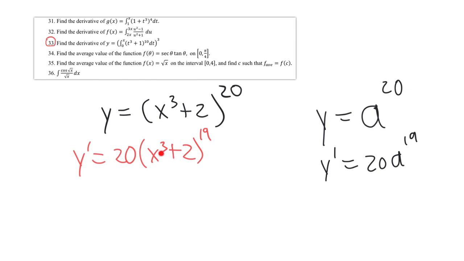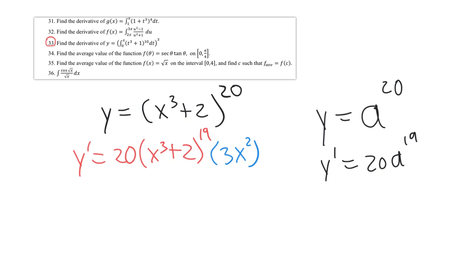However, with this case, since there's a bunch of gobbledygook in here, you're going to have to do the additional step of multiplying this by the derivative of what's inside the parentheses, okay? So it takes a while to get used to it, but this would be 3x squared, okay? That's what you'd have to do. Now, you might be wondering, well, why didn't you have to do it here? Well, actually, we did do it here. It's just that you don't see it, okay?